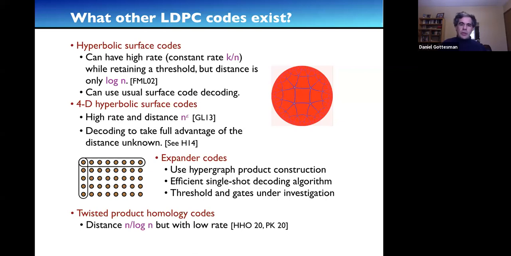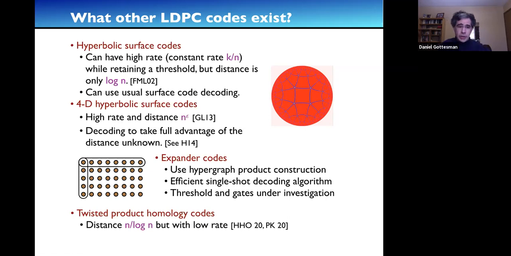Okay, so moving on to other codes. The hyperbolic surface codes are okay. One advantage that they do have is that we can use the surface code decoding algorithms that we have, because it's just a surface code. But in order to do better in terms of correcting errors, we might want to do something else.